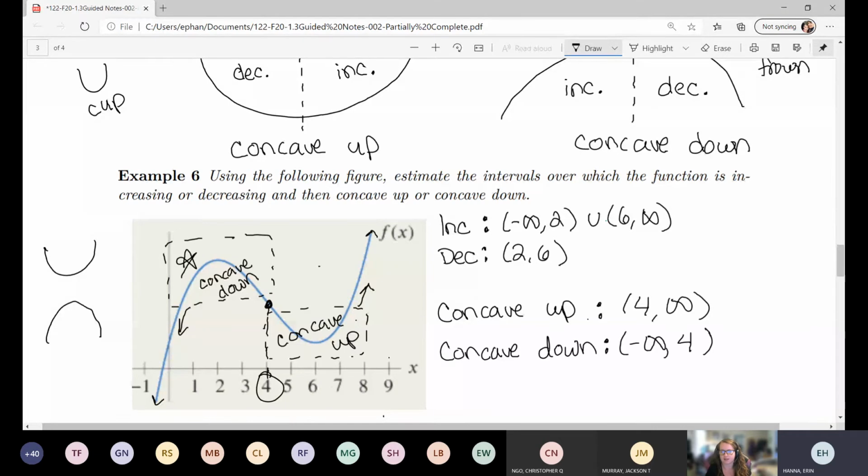Just like saying something's increasing, decreasing, or constant at a singular point doesn't make sense, saying something is concave up or concave down at a singular point doesn't make sense. It has to be over an interval that you're talking about to make sense of talking about concave up, concave down. That makes sense?